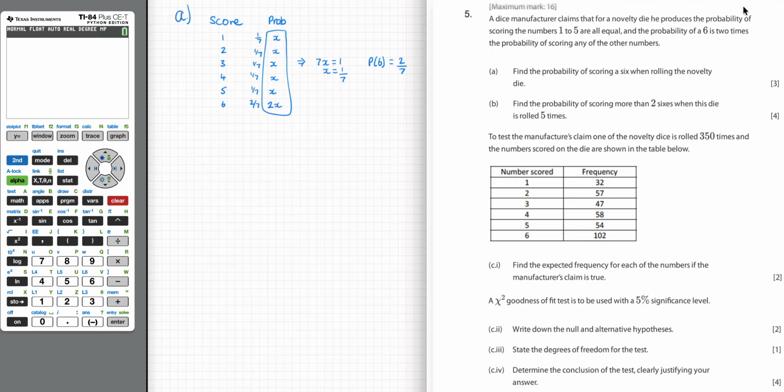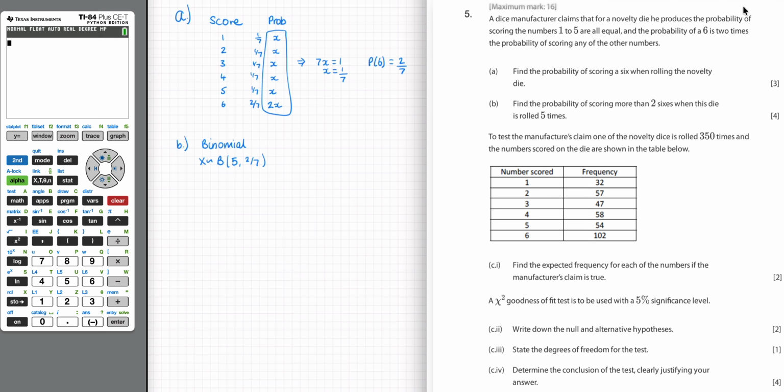So part B is find the probability of scoring more than 2 6s when the dice is rolled 5 times. So this is actually a binomial question, and we know that x is the number of 6s scored. It's binomial. I roll it 5 times, and the probability of rolling a 6 is 2/7.